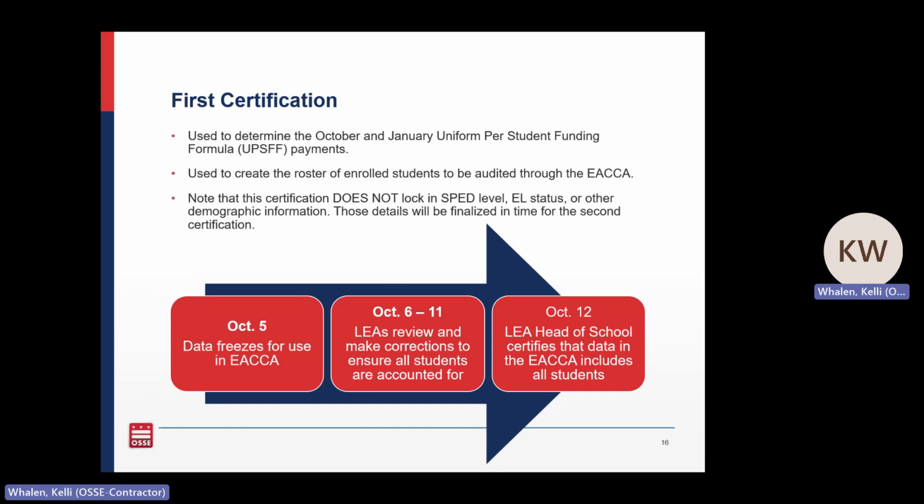Another note to be aware of, because I receive questions about this often, the first certification does not lock in SPED level, EL status, or other demographic data. That does not have to be final and accurate until the second certification on November 15th. So if you need to use the first phase to just strictly focus on students appearing on the roster, that is what your priority should be during this phase in the audit. After October 12th, when you've done the first certification, then you have a month to go in and look at those students and make sure the demographic details are also correct.